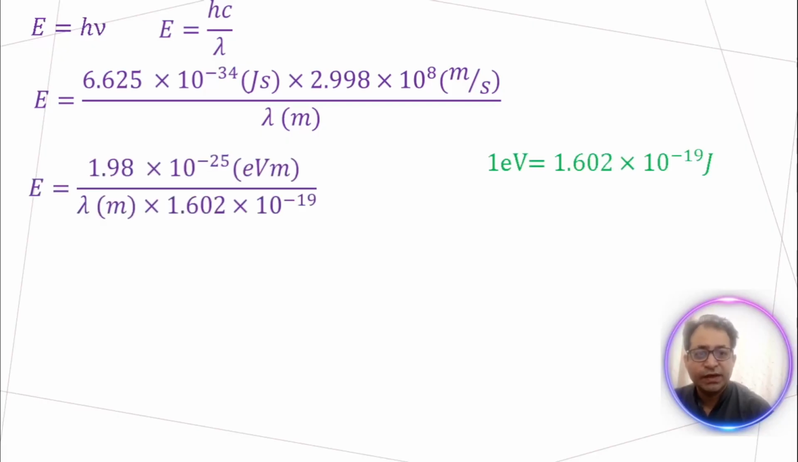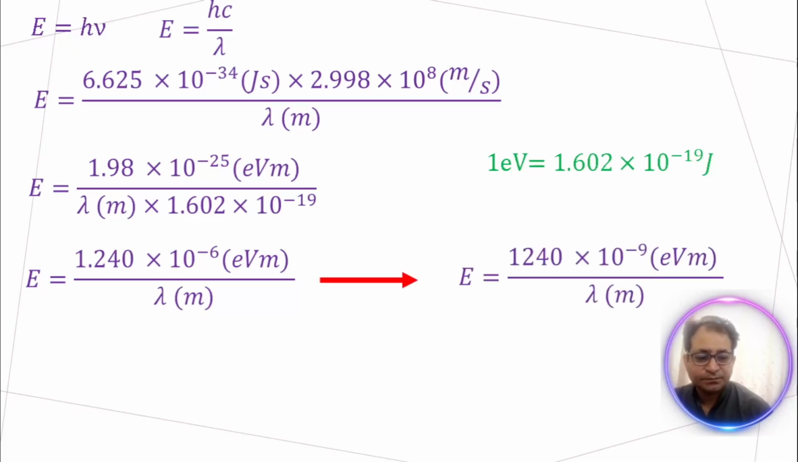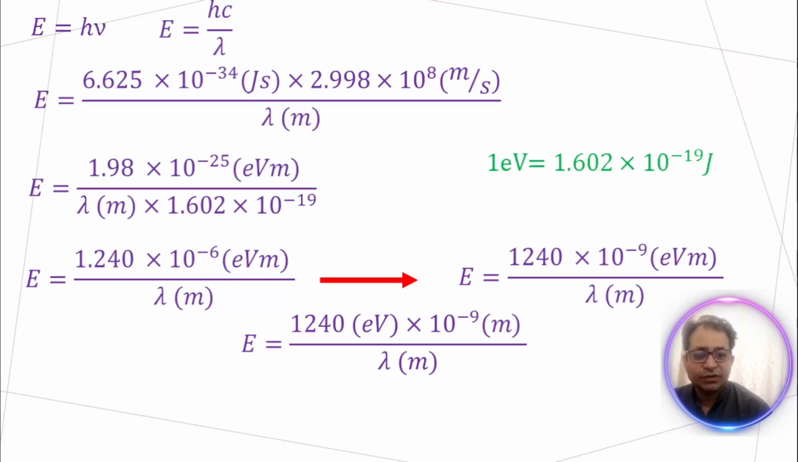By putting these values and simplifying the equation, we will get 1.240 times 10 raised to the power minus 6 electron volt meter divided by lambda in meter. Now the lambda which we obtained from the UV visible spectrophotometer is in nanometer, so we will convert meter into nanometer. We know that 1 nanometer is 10 raised to the power minus 9 meter.